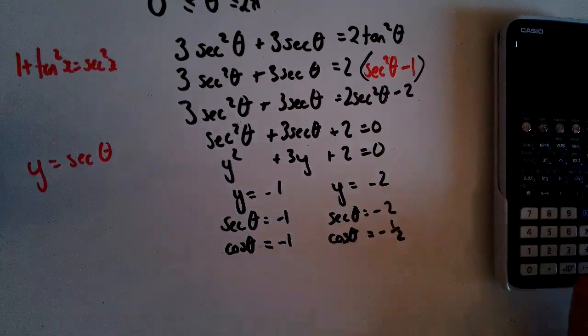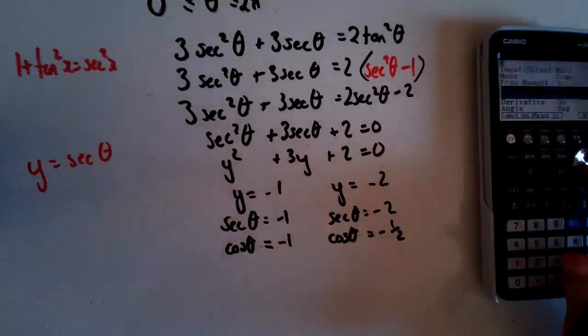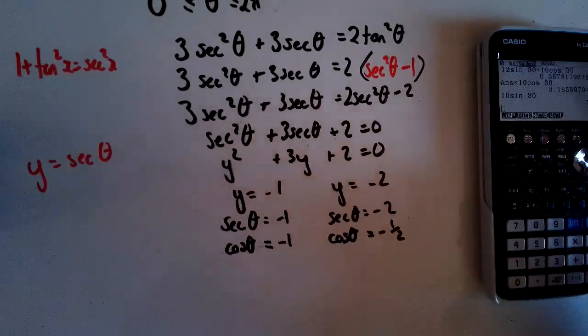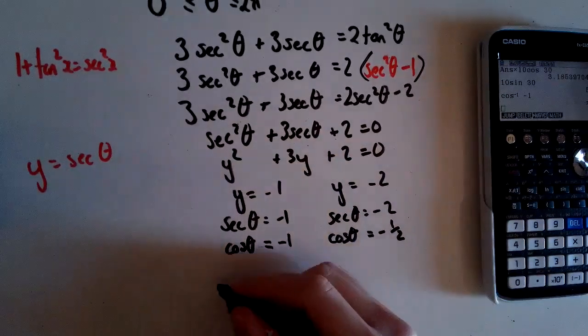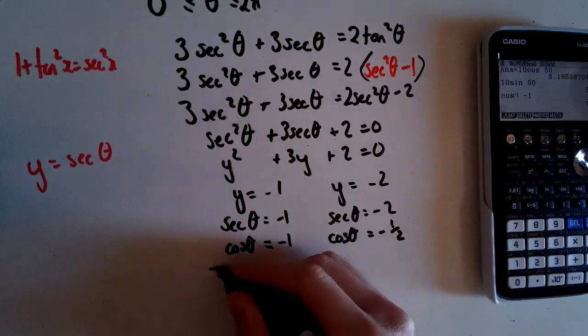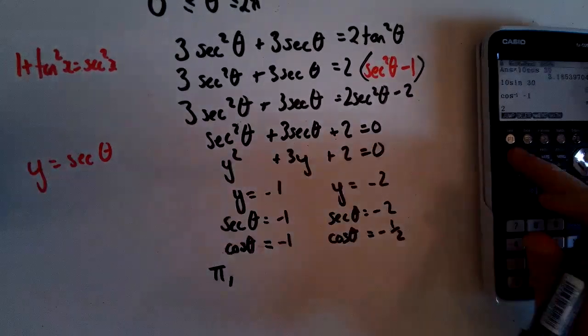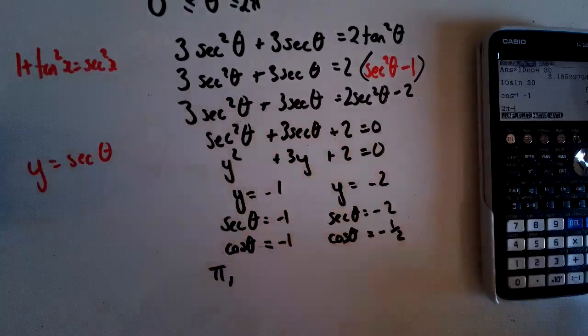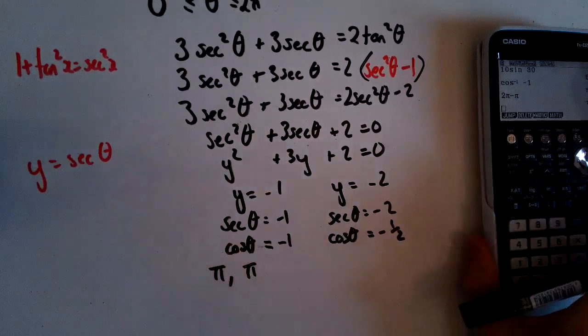Solve them. So make sure you're in radians. And do inverse cos of minus 1. And we get pi. So our first answer is pi. And to get the second answer, remember we do 2 pi minus. So 2 pi minus pi. Well, that's just pi. Didn't need to calculate that.